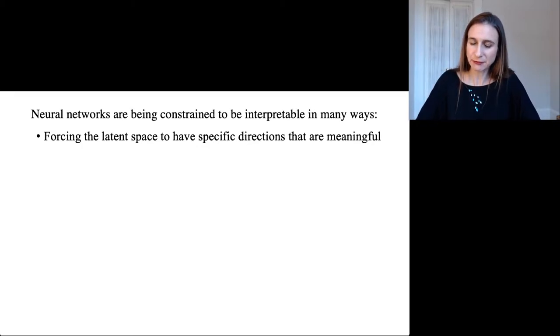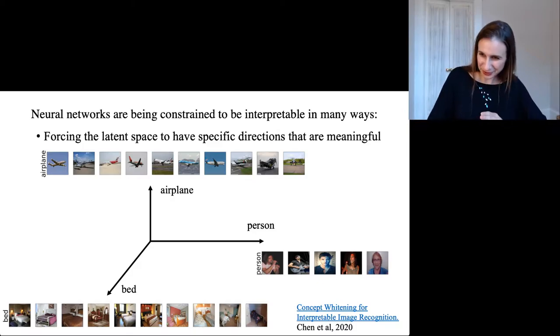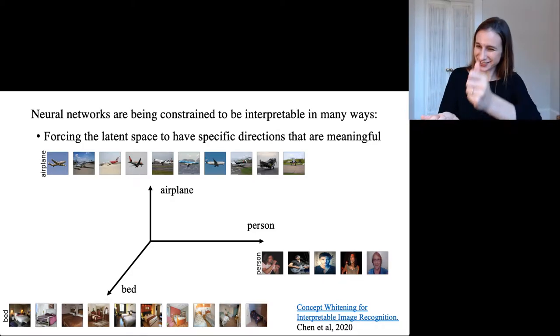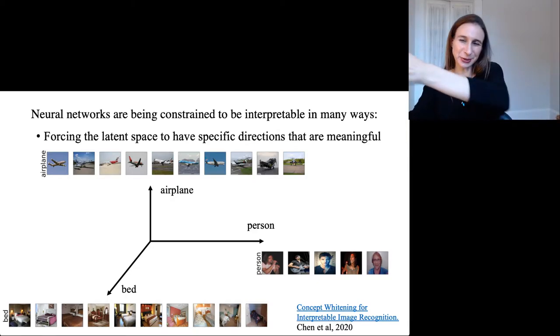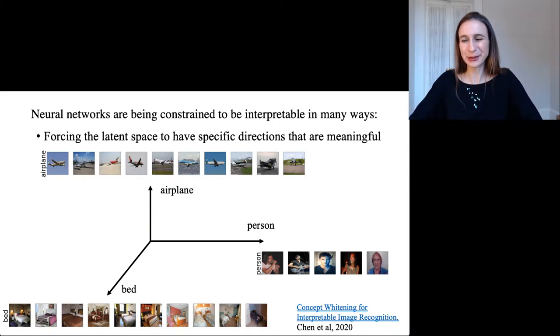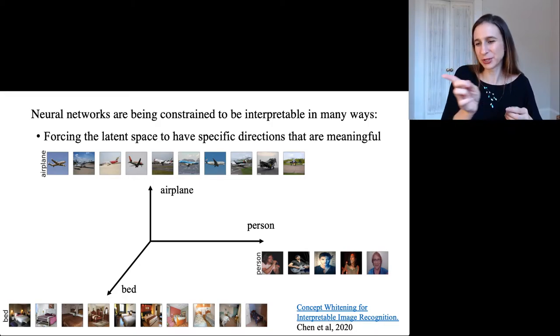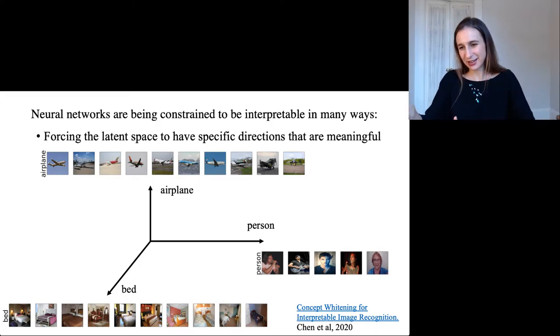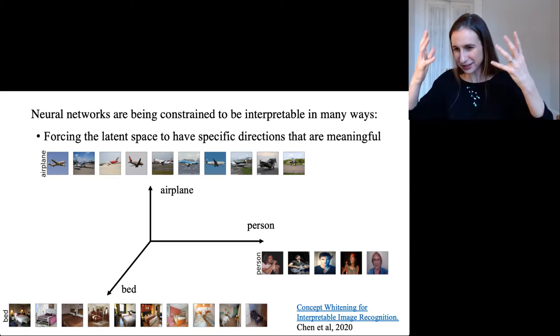There are some papers that force the latent space to have specific directions that are meaningful. So if you try to visualize the latent space of these neural networks, then you'll find that there would be one axis that's like the person axis, and another axis is like the airplane axis. And then if you travel far in both directions, you find a picture with a person and an airplane in it. So it is a nice way to think about images. For example, if you have pictures of faces, you might move in one direction and increase the person's age. And if you change another direction, you might change something else about the person or how feminine they look or something like that.